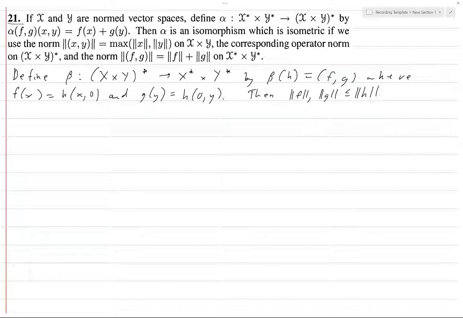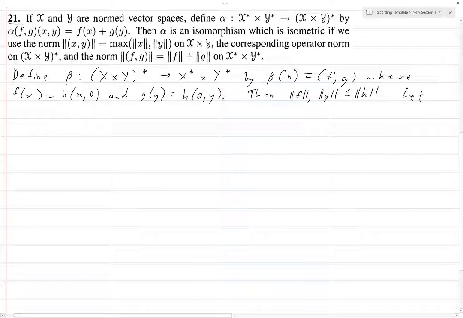Right, because see here, h is on X cross Y star. So the norm of f is just going to be the supremum over all x of this absolute value. And for each of those, you obtain this equality here with h of x and 0, but the norm of h is given by taking the supremum where you're allowed to vary this other variable here as well. And so you could possibly increase the value by varying this, and so that's why you get this inequality.